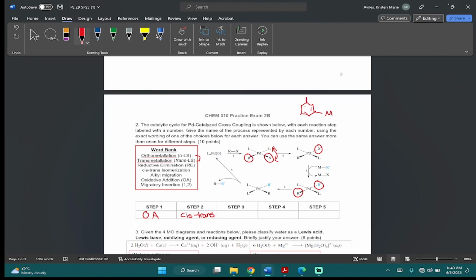Okay. Yeah, so if you had something like this and then the next step was, I don't know if I can draw this very well. This would go there. Oh, okay. And then we'd have 2 sides of our ring bound to our metal from the ortho position. Does that make sense? Yeah. So you typically need a ring for this to occur.